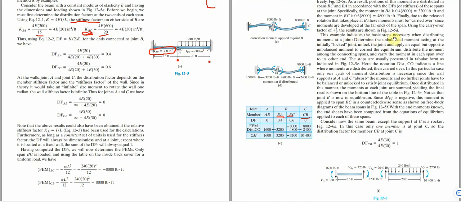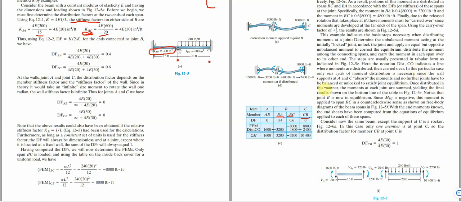this example indicates the basic tendency when distributing moment at a joint. We determine the unbalanced moment acting at the initially locked joint. We unlock the joint and apply an equal but opposite unbalanced moment to correct the equilibrium. Then we distribute the moment among the connecting spans and carry the moment in each span over to its other end. These steps are usually presented in tabular form as indicated here. And here the notation DISTCO indicates a line where moments are distributed then carried over.